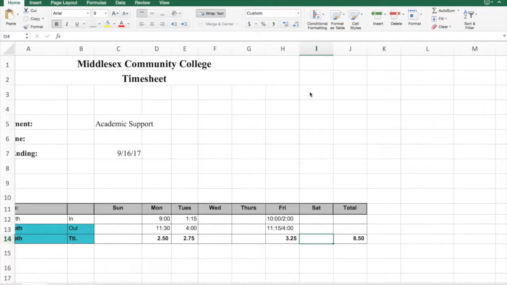Also, MCC student employees are not allowed to work more than 18.5 hours per week. That includes work in any department on campus. For example, if you work as a peer tutor and also in the campus manager's office, your total hours for both positions combined cannot exceed 18.5 hours per week.